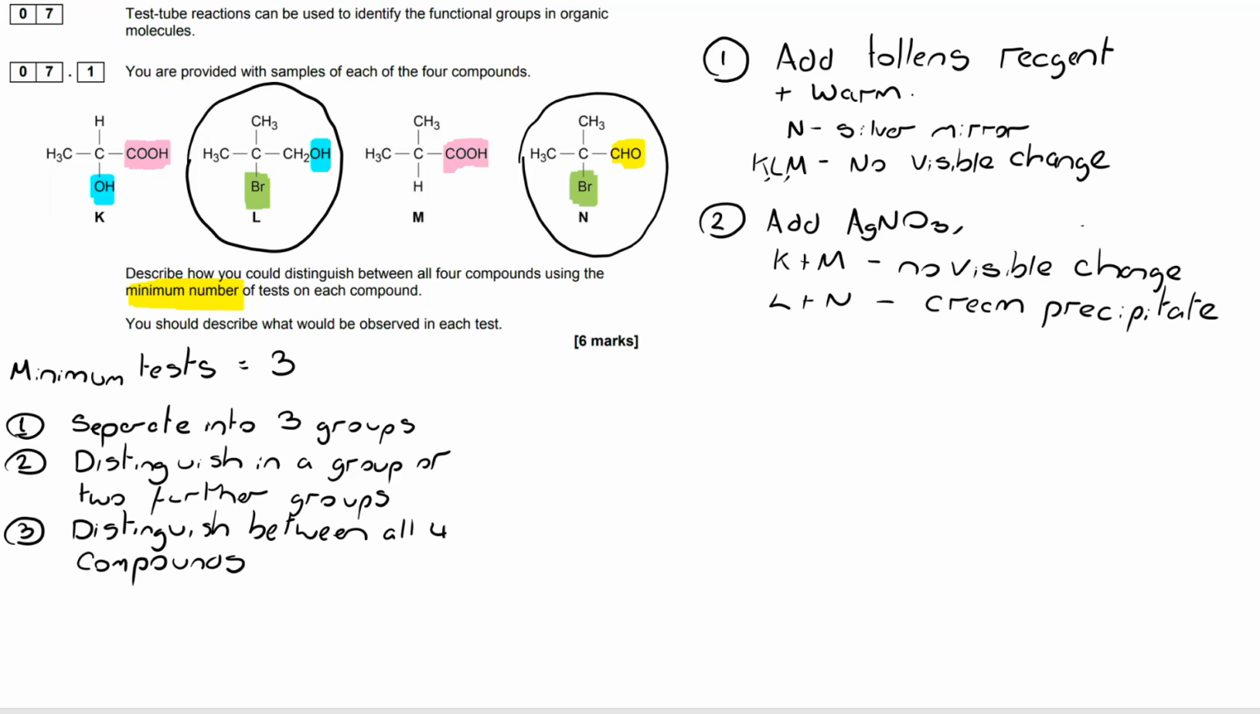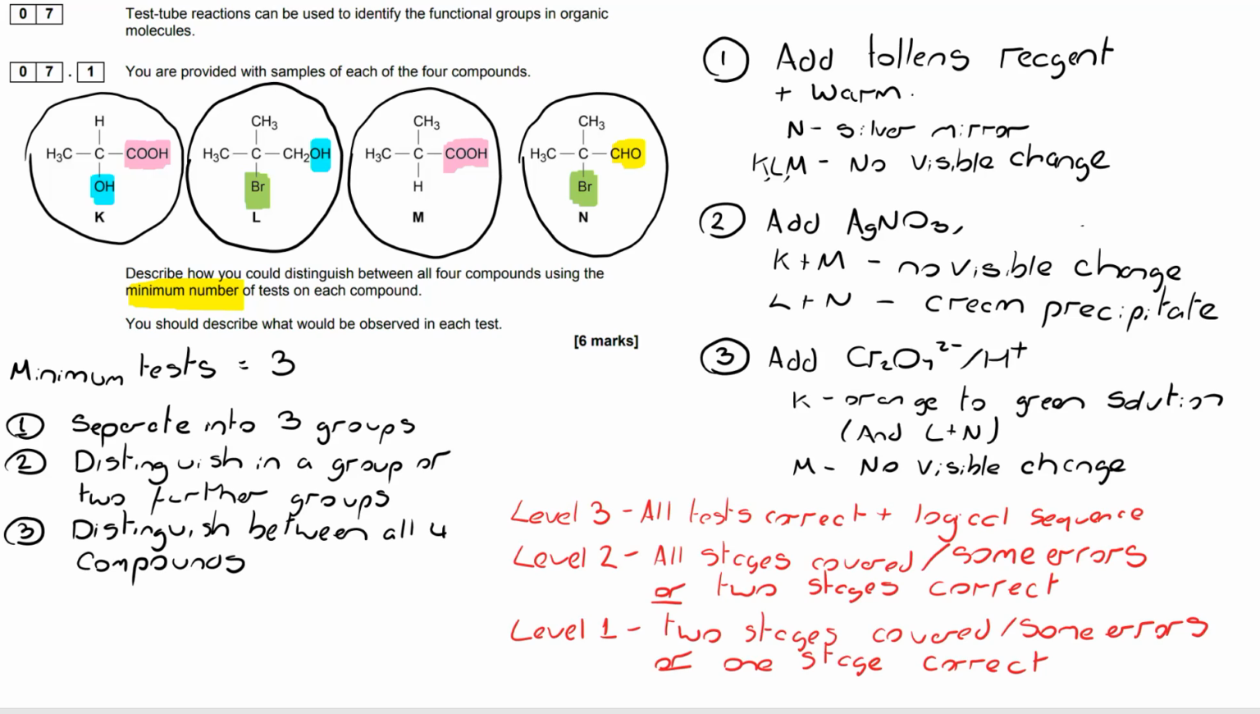So from there, I'm going to take my samples and I'm going to add silver nitrate. Now with silver nitrate, I can recognise that K and M would give me no visible change, whereas L and N would give me a cream precipitate. Now I already know that I've found N. So by doing this test second, I've successfully identified that L is the one that we've identified here with the cream precipitate. I can then move on with a third test.